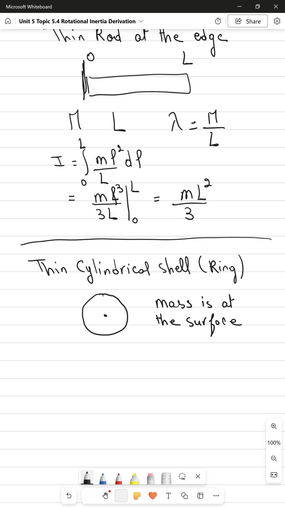In that case, I equals, that's the simplest, as before, integral of r squared dm. But since the mass is only on the outer surface, as I go from the center to the edge, we don't have any mass. So everything is going to be outside. It will be the integral of r squared dm, which is going to be m r squared, because the integral of dm is the total mass.